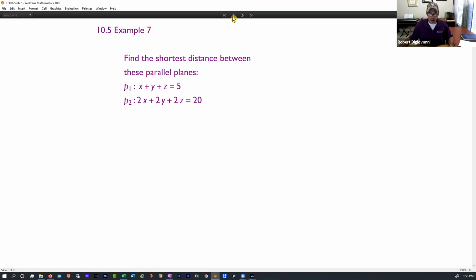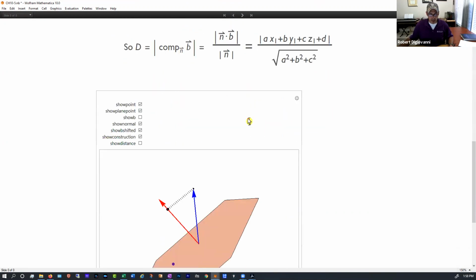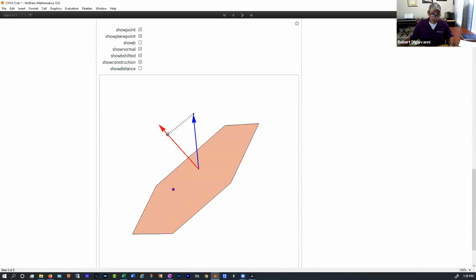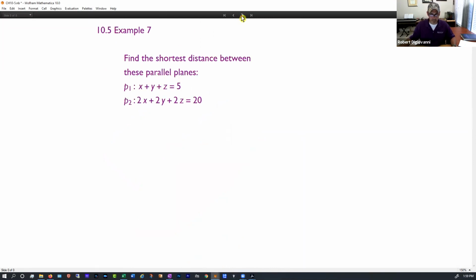Exactly. Good, Daniel. So what Daniel's saying is the problem that I gave you had a point and a plane, right? But if there's another plane up here, like this, then we could pick any point on that plane. Let's say it's that black one, and then just do the same thing. Good, good. So let's do it.